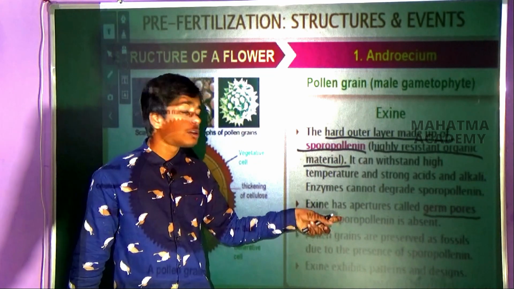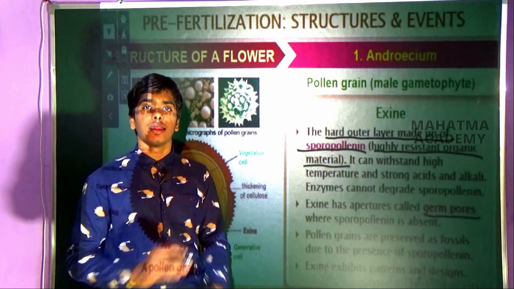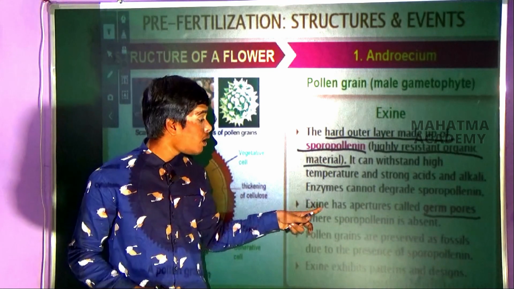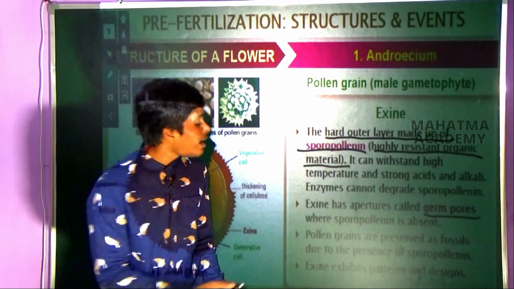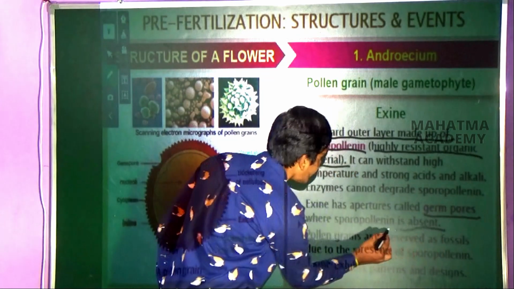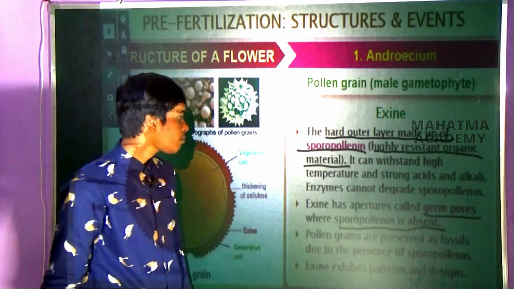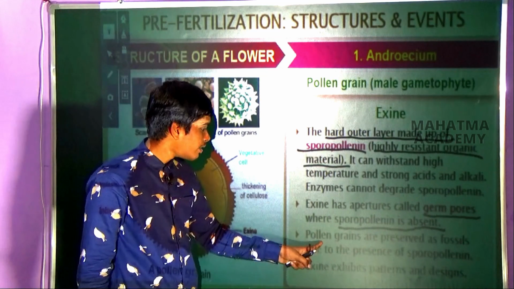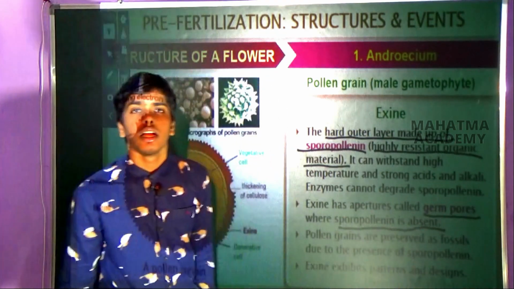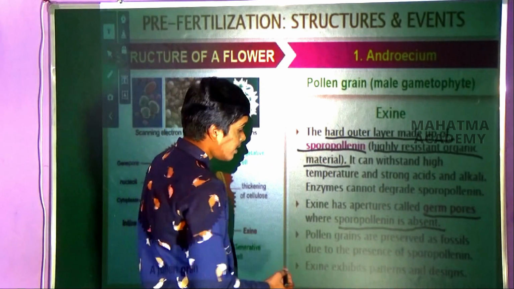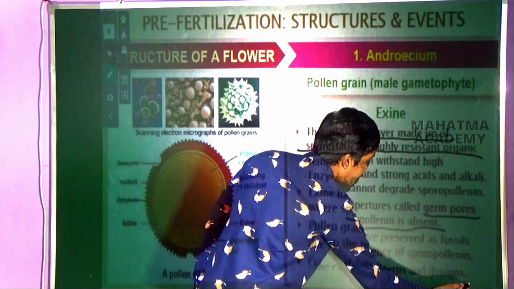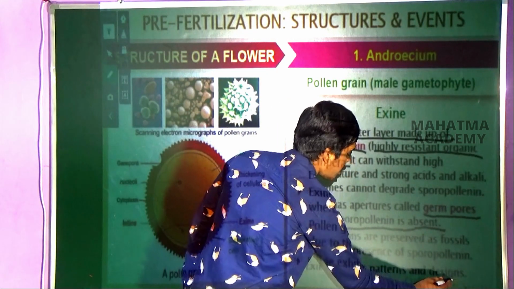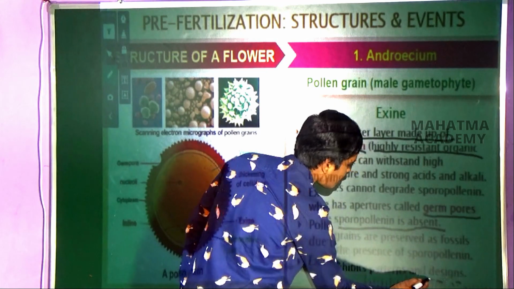You said that sporopollenin is indestructible, but the germ pore does not have any sporopollenin. Look here, sporopollenin is absent. Pollen grains are preserved as fossils due to the presence of sporopollenin. Exine exhibits patterns and designs.